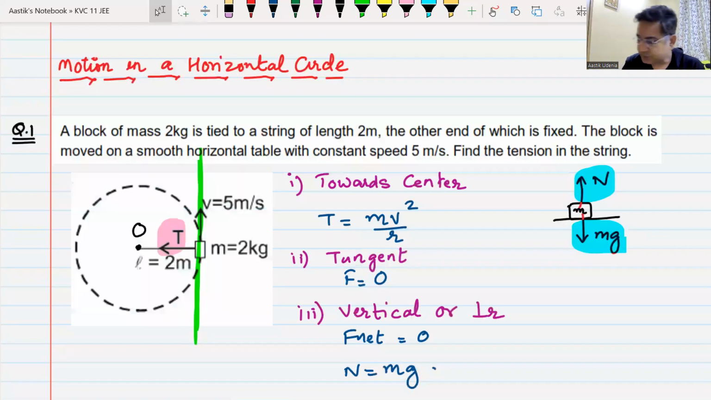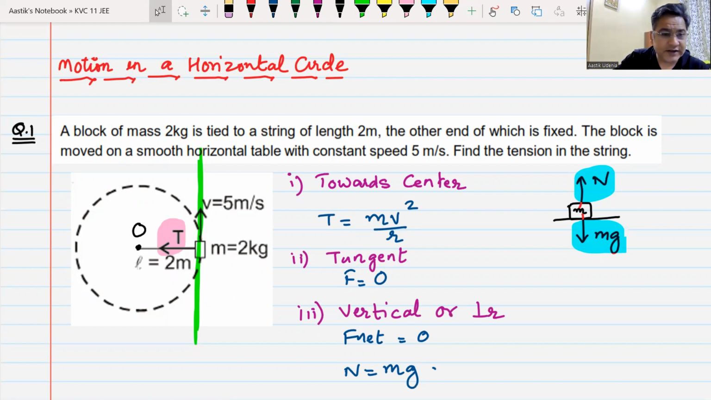If any motion is taking place in the horizontal plane in a circular path, we call it motion in horizontal circle, and we had seen an example of a body tied to a string and doing circular motion in a horizontal circle on the top of a table or ground.